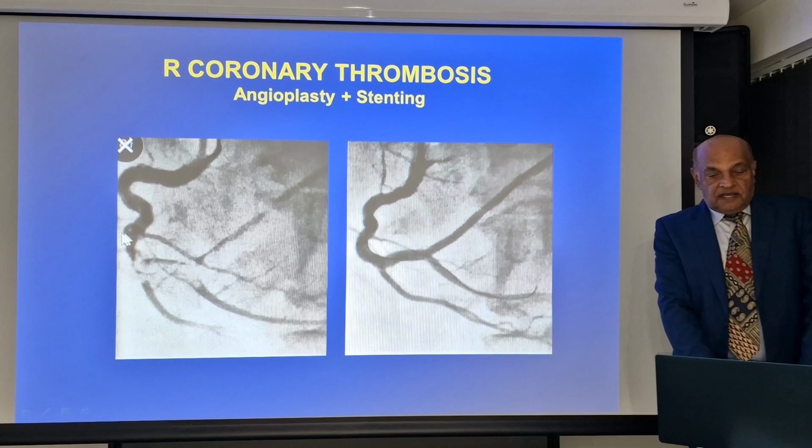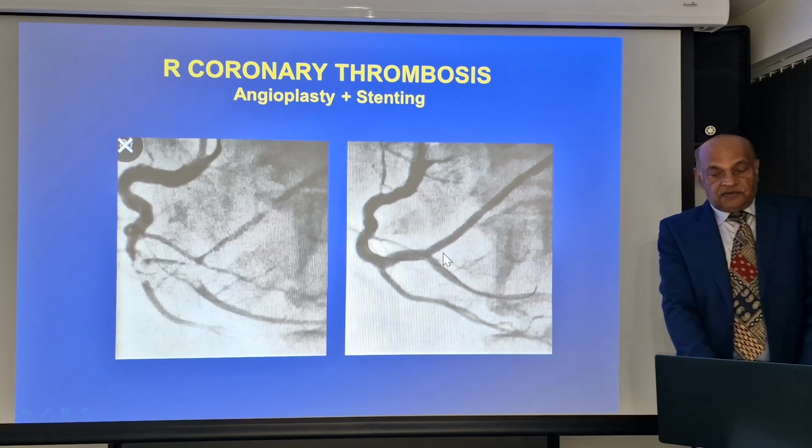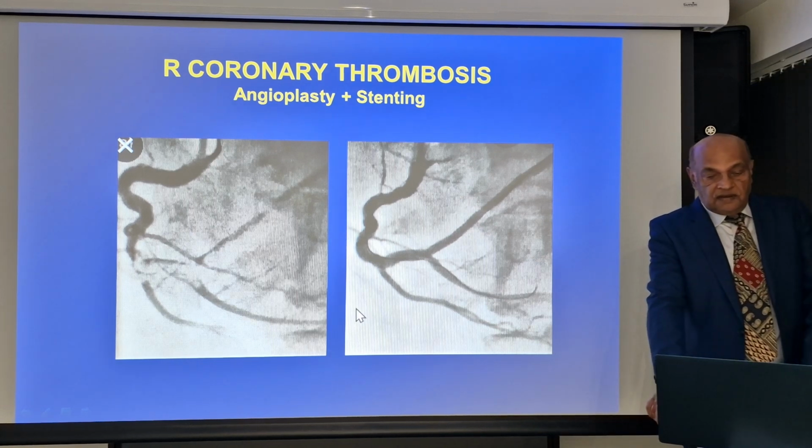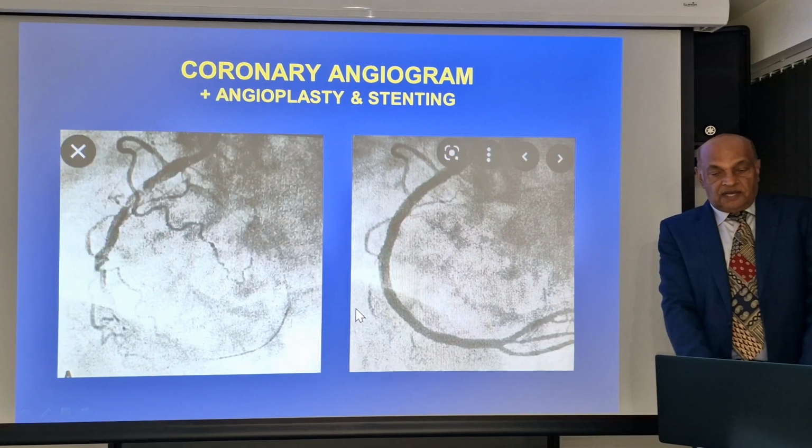So here's an example of the right coronary artery, and you can see from beyond this level there is a blockage, but beyond there the artery does not look too bad, and this is following a successful recanalization and stenting.